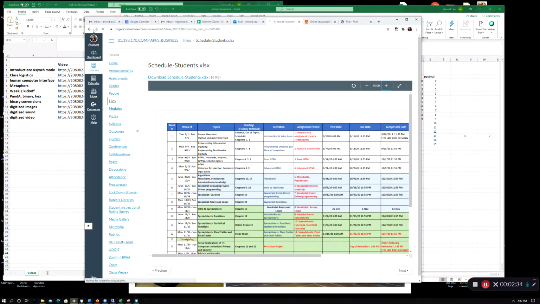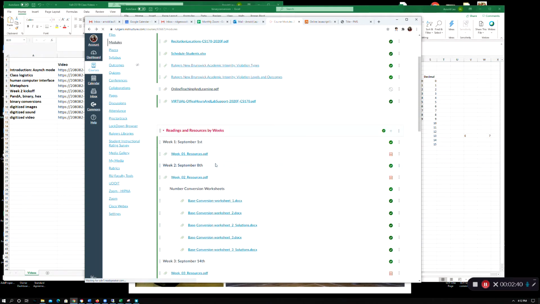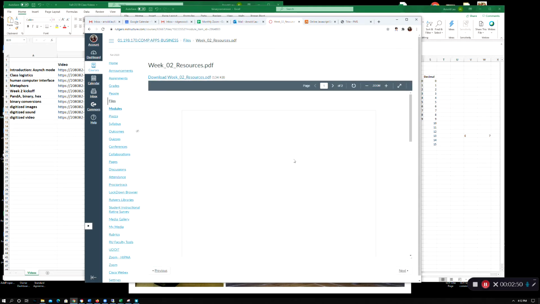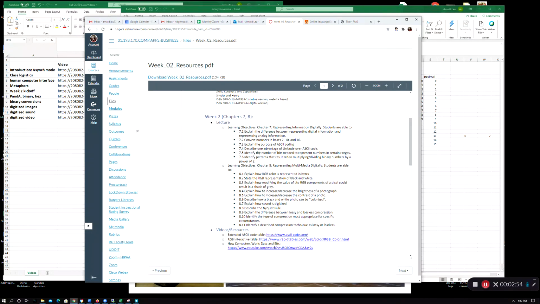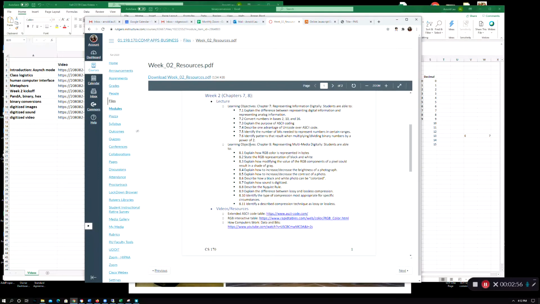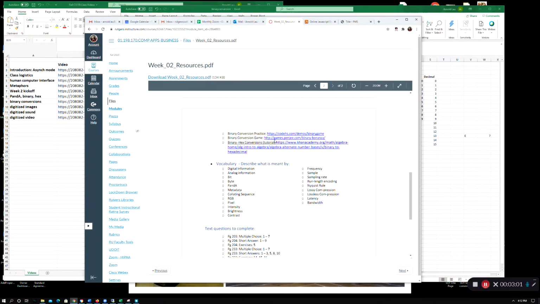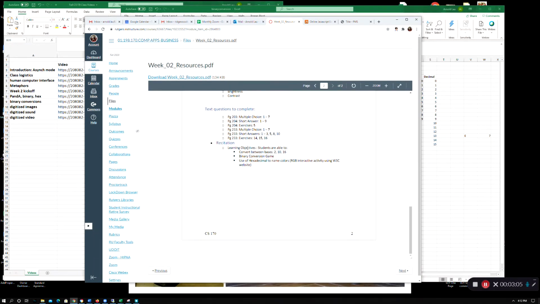Now the other thing you can look at, you see all these resources here. So we have the week 1 resource, the week 2 resource. I think I highlighted that in previous lectures. So you can see all of this, whether it's the textbook, the lectures, the learning objectives, various resources to do the conversions, vocabulary, and so forth. So pay attention to that.